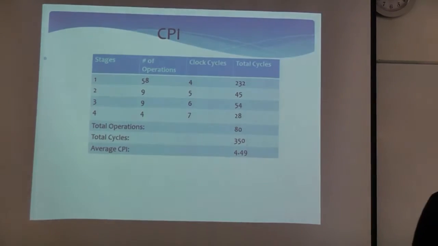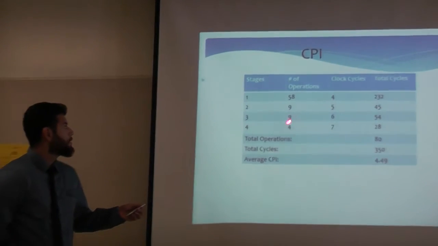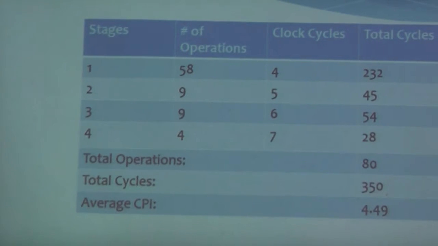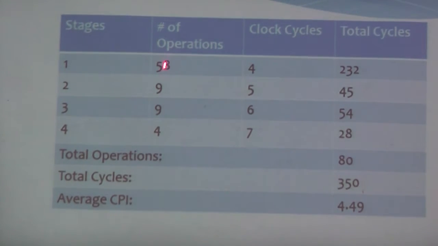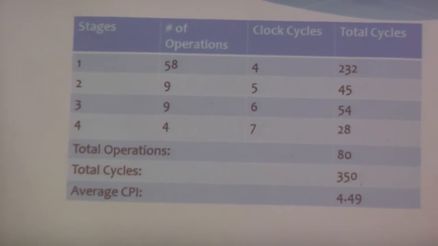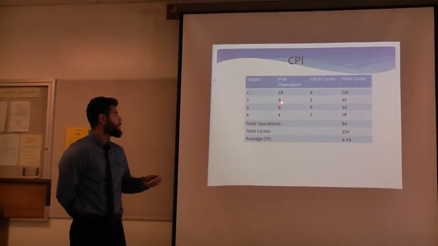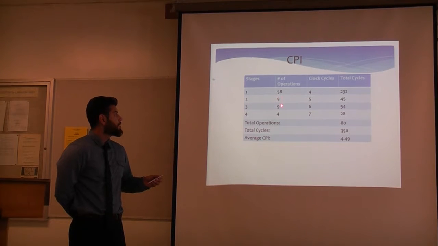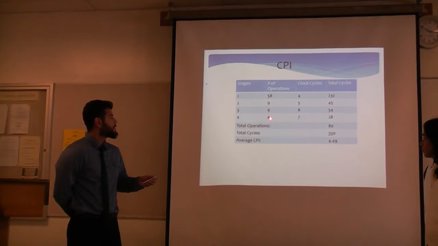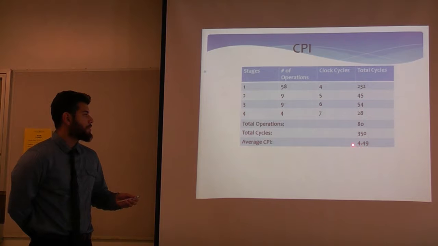So, as you can see, we have a calculated CPI here of 4.49. We did this by simply counting the number of clock cycles it took for each instruction to operate. For this particular stage, we had 58 operations that took a single cycle. With fetch and decode, it ended up being 4 clock cycles for it to complete. 9 operations were 2-stage. 9 operations were 3-stage. 4 operations were 4-stage, which were the loads. And ultimately, we ended up getting a CPI of 4.49.